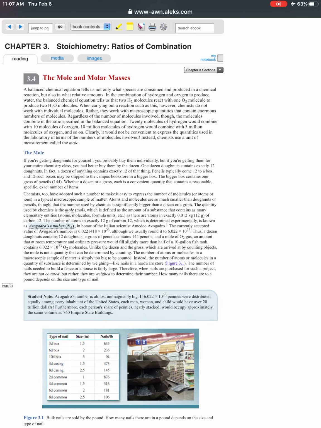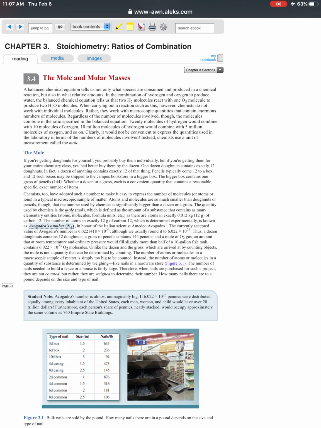In section 3.4, the mole and molar masses, we're going to take a look at how to count atoms and count molecules by weighing, by measuring the masses. And there's a little bit of a topic at the end about working in reverse from percent composition back to empirical formulas, so we'll take a look at that as well. But the primary focus in this section is the mole and the molar mass.